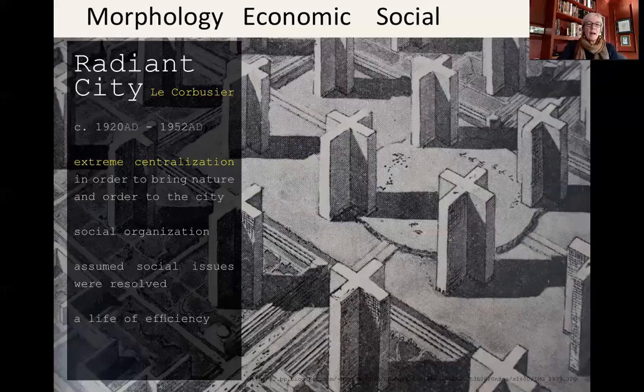And it was also about social organization. Each one of these buildings and these structures was a very egalitarian approach. You lived, you worked there, you had open space all around you. And so it was this idea of extreme efficiency in your life. Everything that you did happened within this building, this object. And it really assumed that this would resolve all the social issues that were going on during the time.